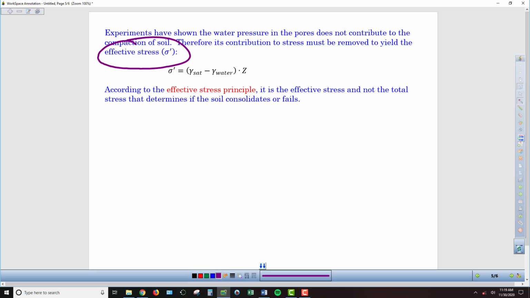So this is referred to as the effective stress principle, the idea that the water does not contribute to the compaction of the soil, so therefore we can remove that from our calculation of the stress that the soil is experiencing just because of its own weight. So the effective stress is what determines the soil consolidation, or whether it starts to fail, to slip, or to yield.